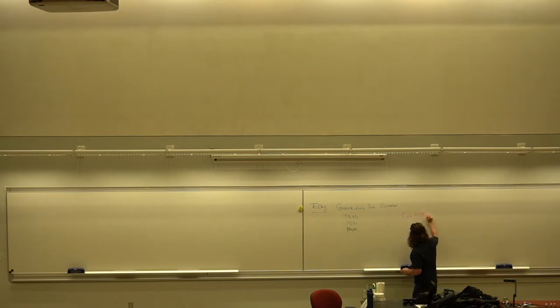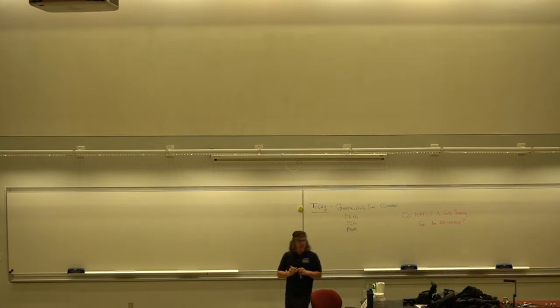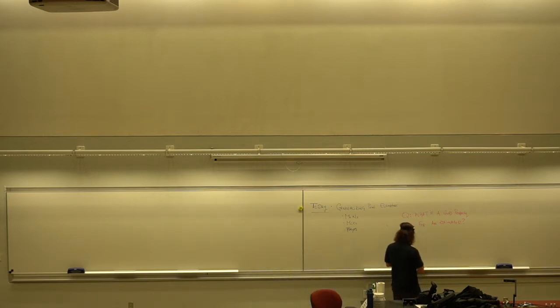What's a good property for an estimator to have? Anything? Unbiased. Unbiased. This is the one everybody always jumps at first, right? Unbiased.